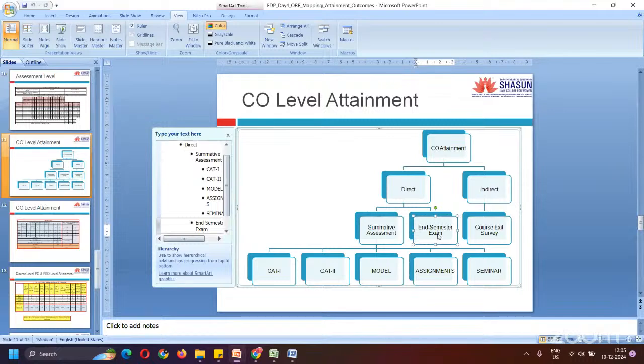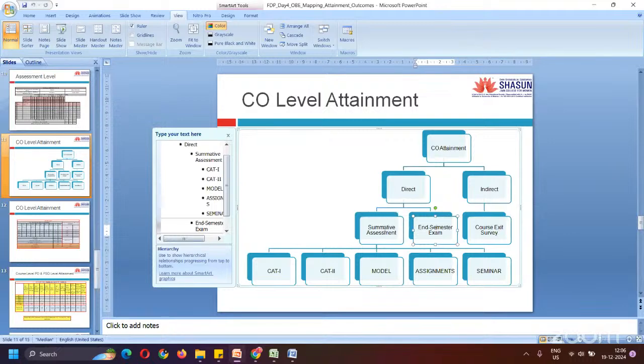When it comes to direct attainment, usually we do the summative assessment and the end semester exam. In the case of affiliated colleges, it purely depends upon the universities. If they follow it, then we can go for the end semester exam. Otherwise, we can calculate the direct attainment using the summative assessment, and as a whole you can take the result of the end semester exam, not at the CO level.